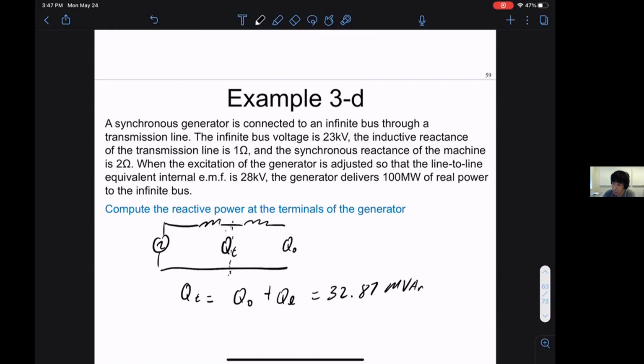Almost surely you'll see this type of question, or a variation of it, on the final. So you want to get very familiar with this type of question: computing the P and Q at the output at the infinite bus, or at the terminal of the generator, computing the currents, computing the reactive powers, this kind of thing. This is a very common type of question you see on the final. If you have a question, please ask. If you don't, just get familiar with this type of question.